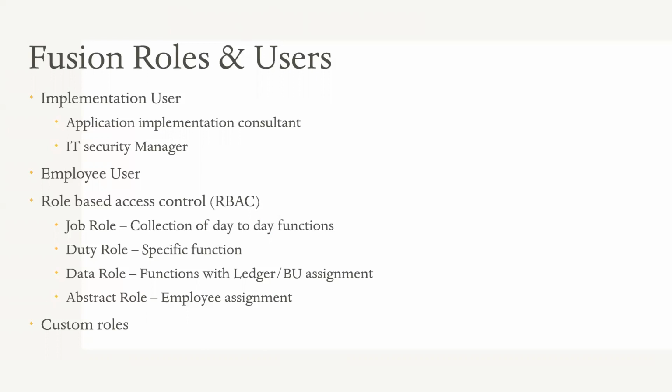And what is a data role? A data role is nothing but our functions, all the specifications and privileges, which we attach to the ledger or the business unit which we will be working on. That we call a data role. And then we have the abstract role. An abstract role is nothing but attaching the employee to this particular data role.